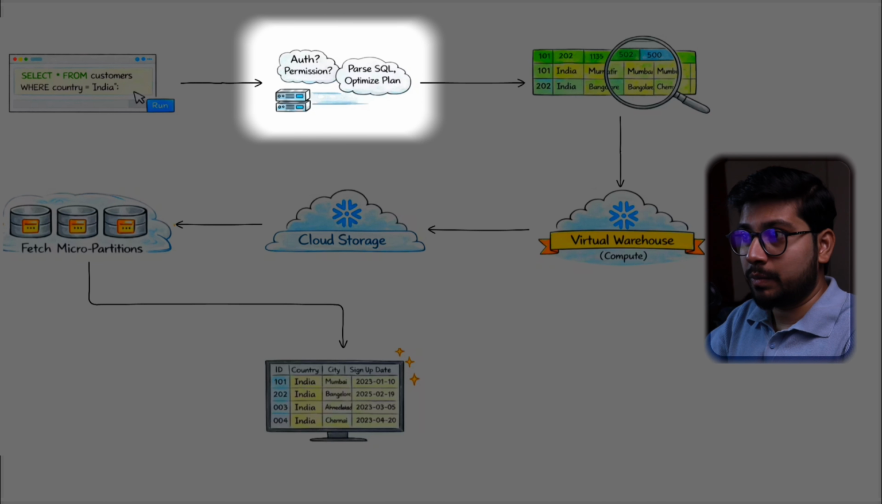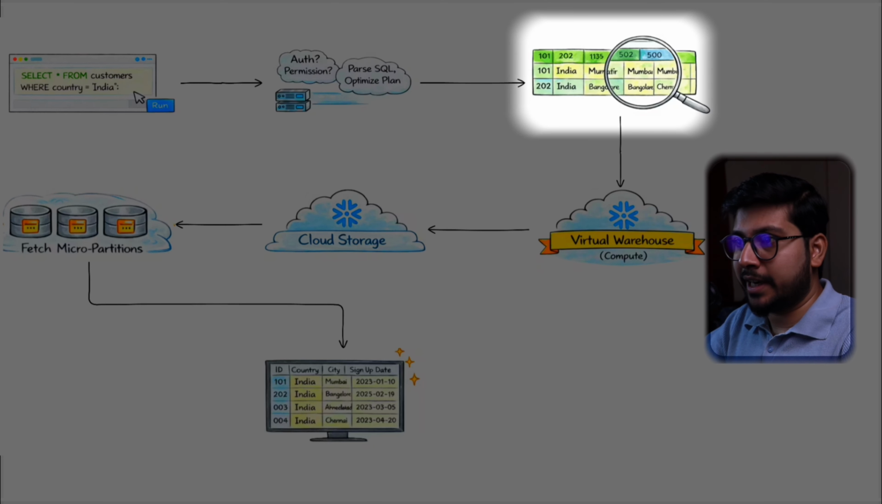It authenticates you, checks if you have the permission to access the table, parses your SQL query and creates an optimized execution plan. Next, the cloud service layer checks the metadata. Where are the micro-partitions of this particular table? Which one contains the data for India?